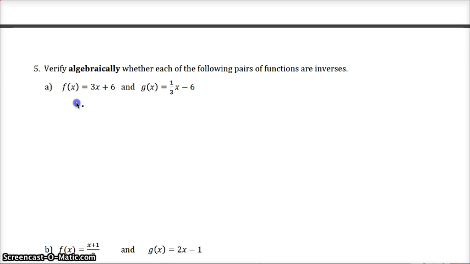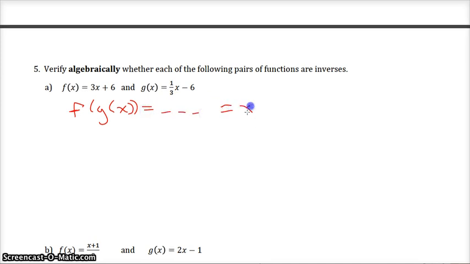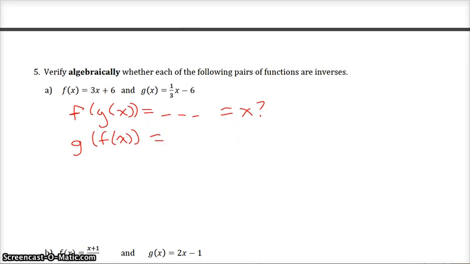Here what you're supposed to do is f of g of x, and you work this out, and you try to see, does that thing equal x? And then, of course, if it does, then you have more work. You have to see if g of f of x also equals x. And if it does, then you've got yourself inverses.